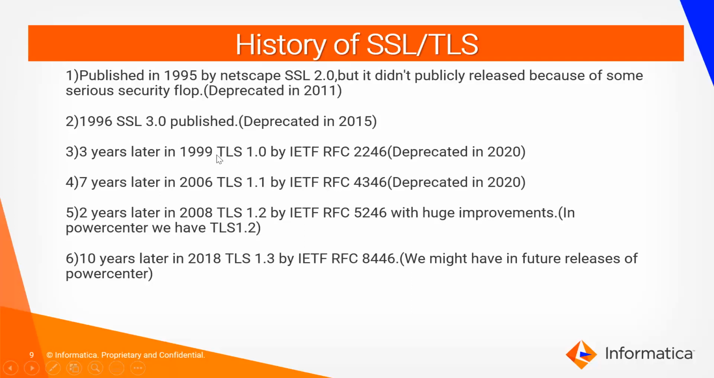They changed the name to TLS, Transport Layer Security. In 2006 they released TLS 1.1, in 2008 TLS 1.2, and in 2018 we got TLS 1.3. But in our PowerCenter we use only up to TLS 1.2. Most customers are also asking to enable only TLS 1.2, not TLS 1.0 and 1.1. For those we also have steps. TLS 1.3 is not implemented in PowerCenter, but we might expect this in future releases.